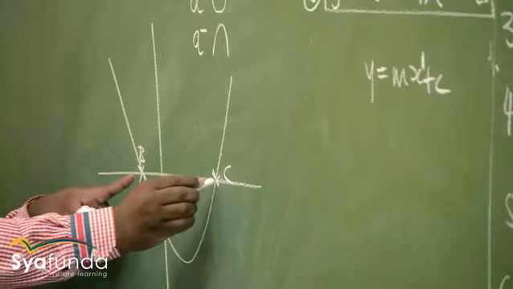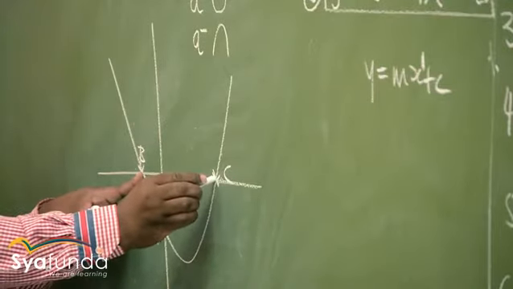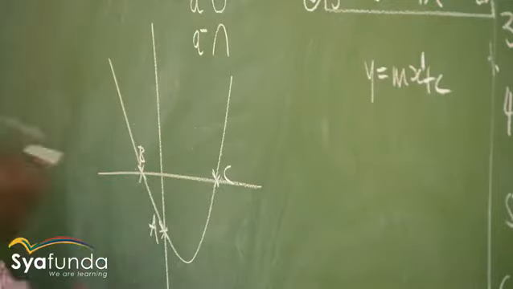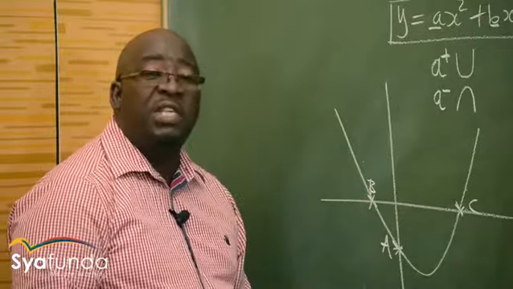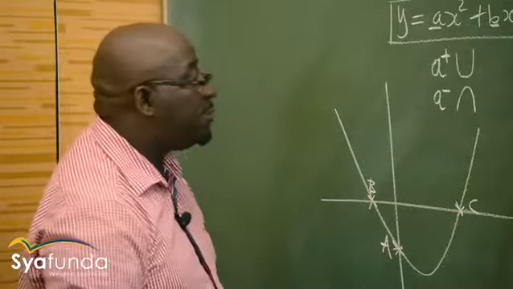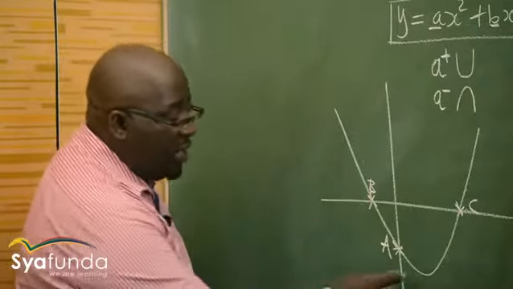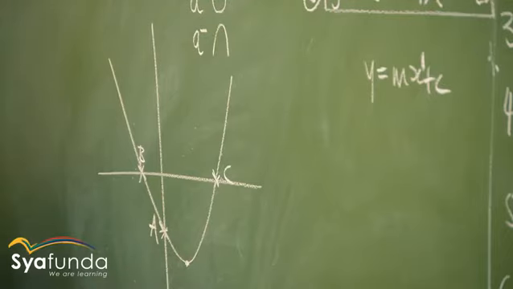Because there is no y at these 2 points. The value of y at these 2 points is 0. So whenever we're looking for the roots or the x-intercept, we make y equal to 0. After that, we factorize. The last point that you'll need here is this point here called the turning point.